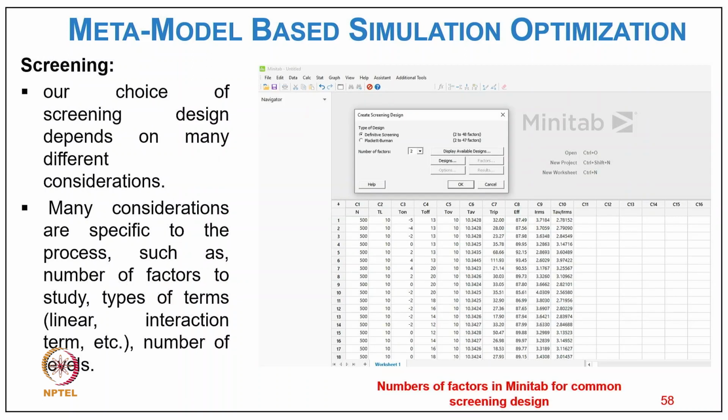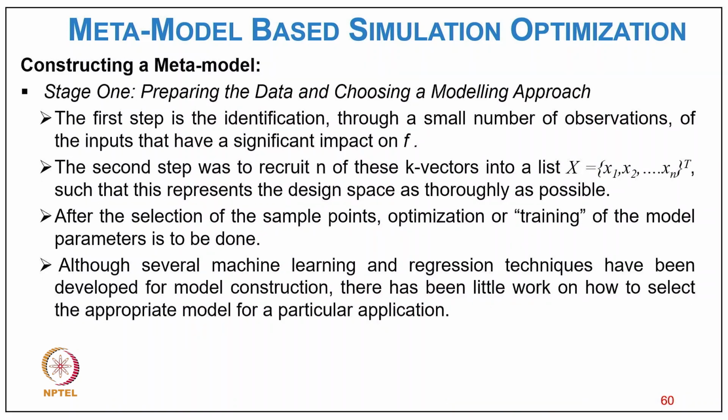Now on screening, our choice of screening design depends on many different considerations, and many considerations are specific to the process, such as the number of factors to study, the type of terms, typically linear and interaction terms, and the number of levels. As you can see, the number of factors in Minitab for the common screening designs is shown in the figure. Now coming to constructing a metamodel.